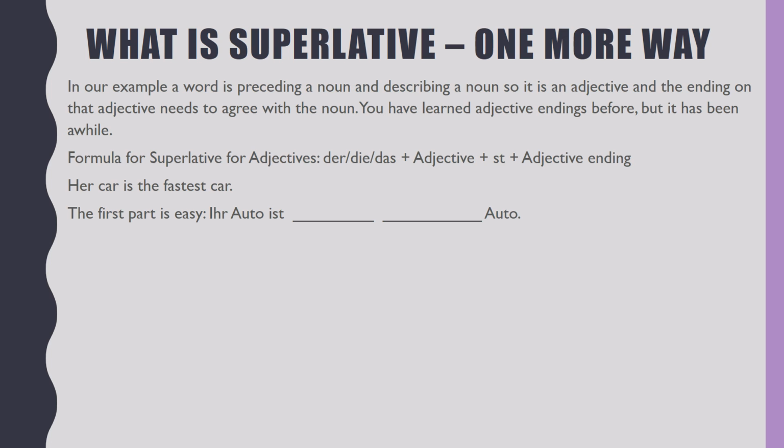The first part is easy. You have Ihr Auto ist. You don't know what the is yet. You don't know how to say fastest yet. And then you have Auto.